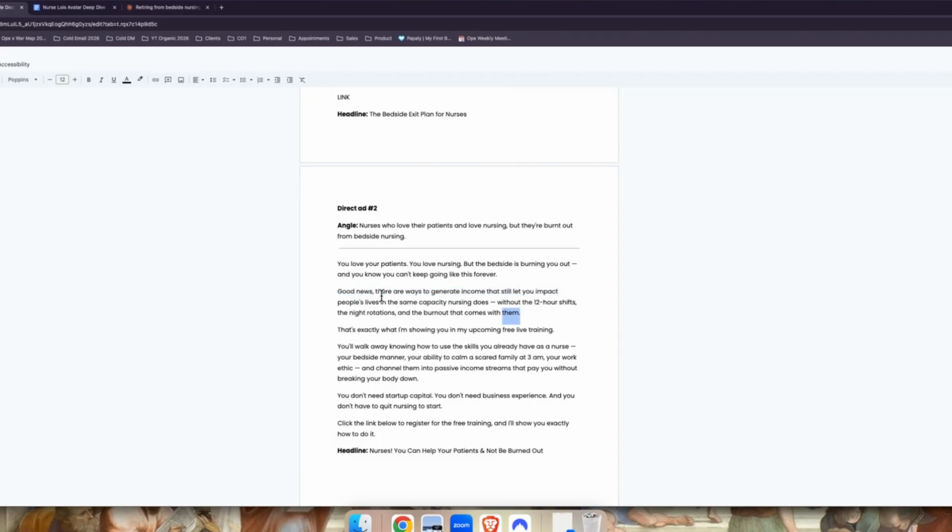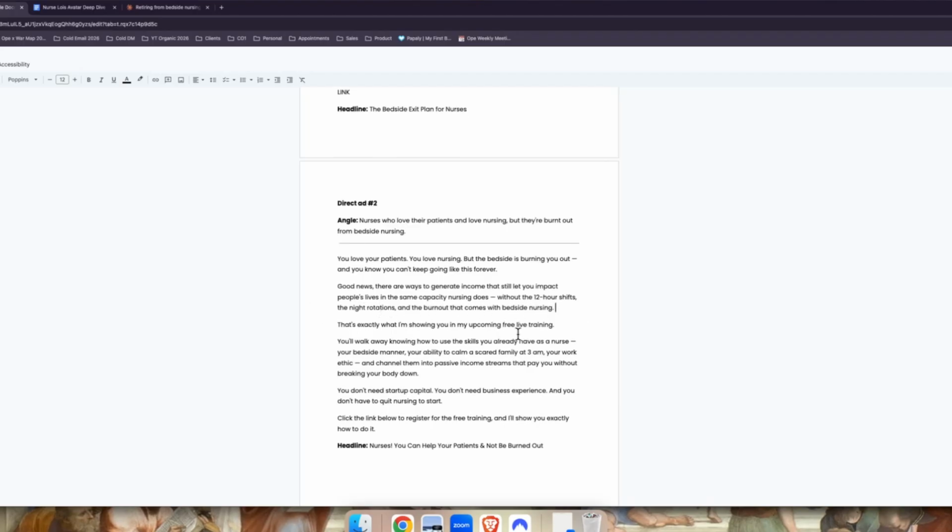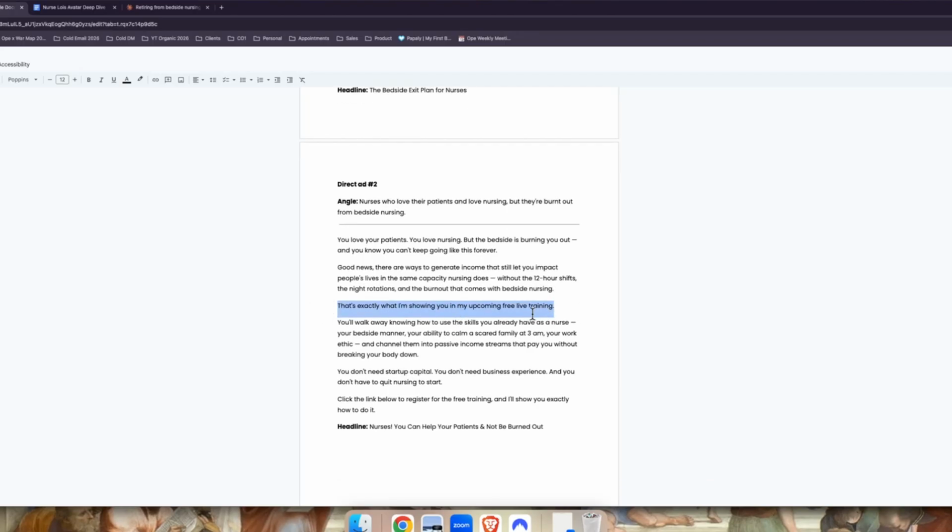So you can see here, good news. There are ways to generate income that still let you impact people's lives in the same capacity nursing does without the 12-hour shifts, the night rotations, and the burnouts that come with them. Like, what is "them" here? It's not clear enough. So I'm going to say "with bedside nursing." I always want to call out the specific thing as much as possible just to avoid any complexities or anything like that. So that's exactly what I'm showing you in my upcoming free training.